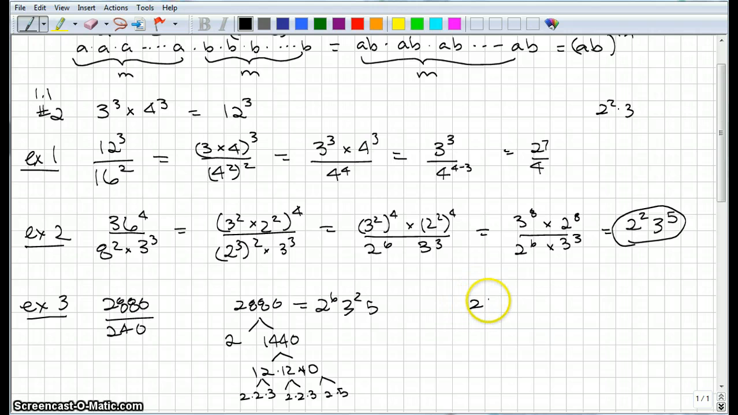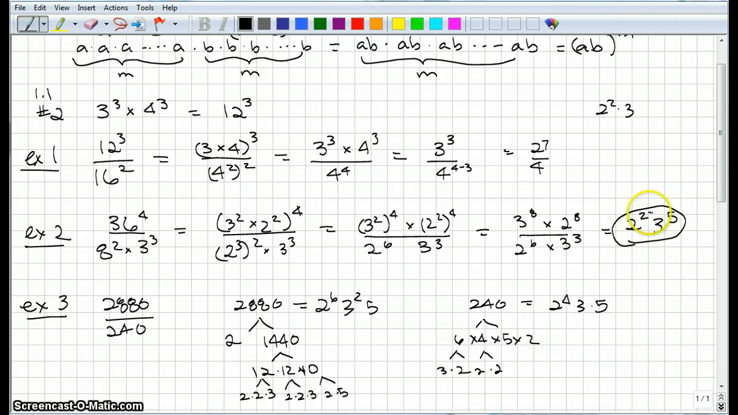Now let's do the same thing to 240. So 24 times 10, that's 6 times 4 times 5 times 2, and this is 3 times 2, and this is 2 times 2, and then 5 and 2 are already prime. So we end up with 2 to the 4th, because we have 4 2's: 1, 2, 3, 4. And how many 3's? We have one 3, and we have one 5.